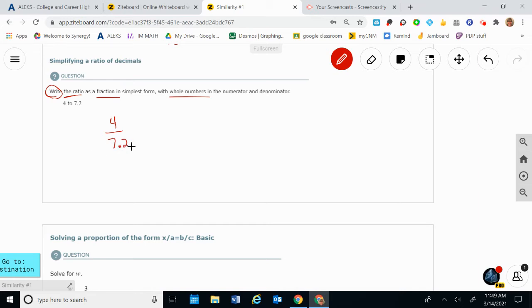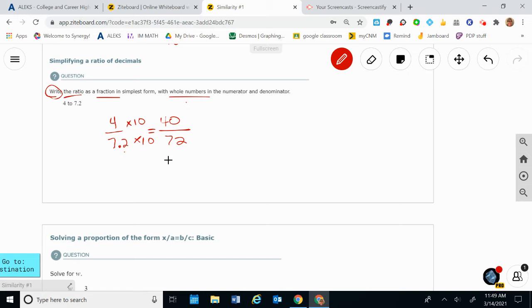Okay, we want to change from dollars to cents. We've got to multiply. This is a tenths place. So we're going to multiply this by 10 in order to get to 72. But you can't just multiply the denominator by 10. You have to multiply the numerator by 10 as well. That is the fraction in simplest form with whole numbers.